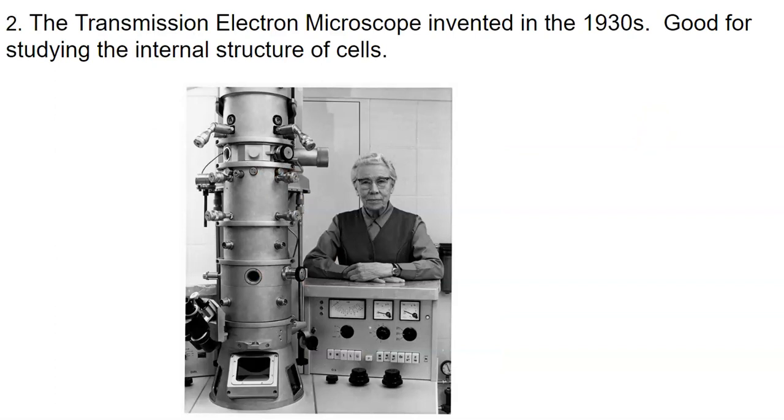And now we've got the problem with light microscopes is you cannot get really, really good magnification. With electron microscopes, and here we can see a transmission electron microscope, you can get 500,000 times magnification, which is incredible. And you can see that looks like a sophisticated piece of kit there. And that is the transmission electron microscope. Good for studying internal structures of cells.